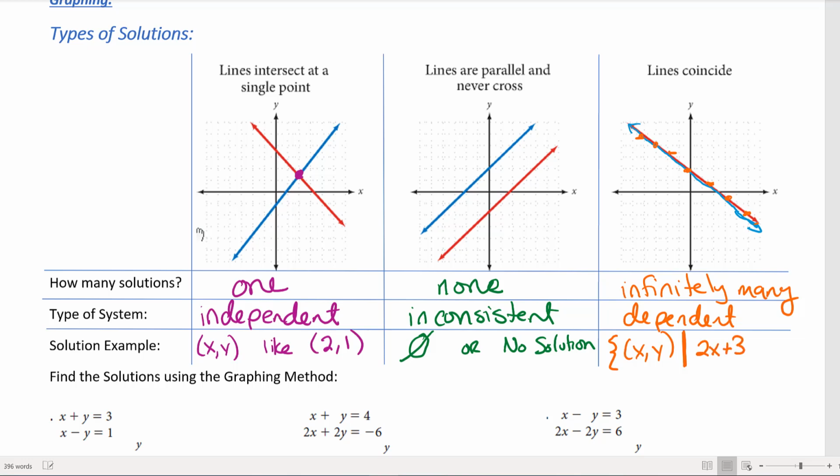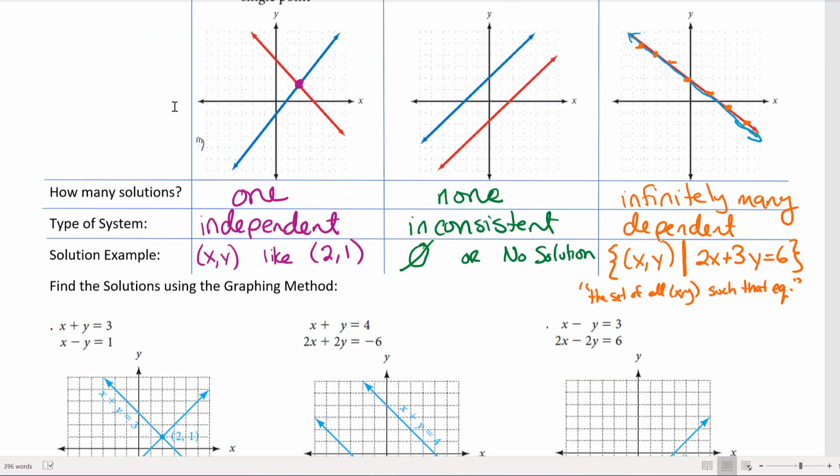For example, 2x plus 3y equals 6. I don't even know if that's the equation of this line, but nonetheless, that's what we'll give you as an example there. So this set notation is read, the set of all x, y such that 2x plus 3y equals 6. The set of all x, y such that equation. That's the equation right there. I didn't have enough space. Okay?